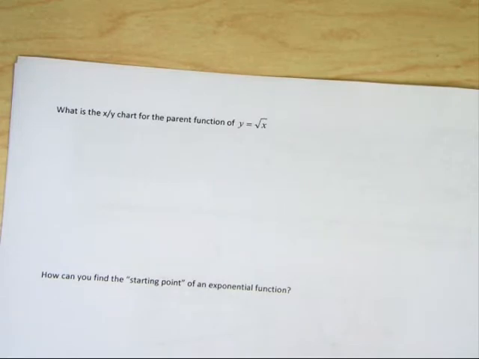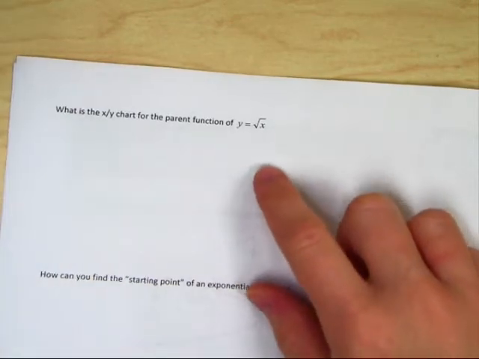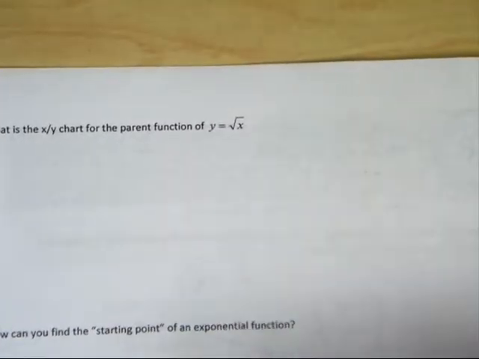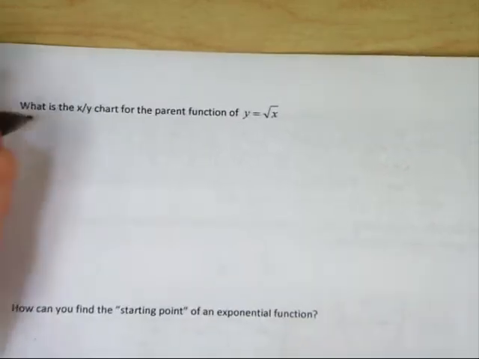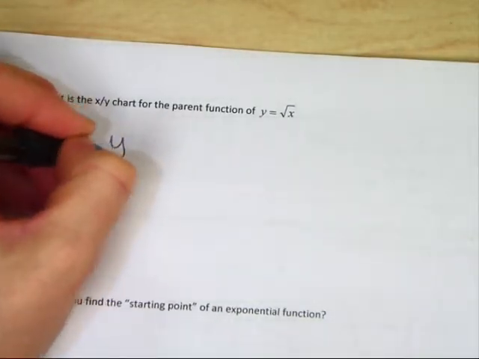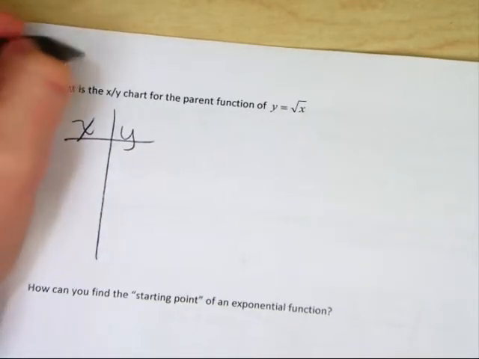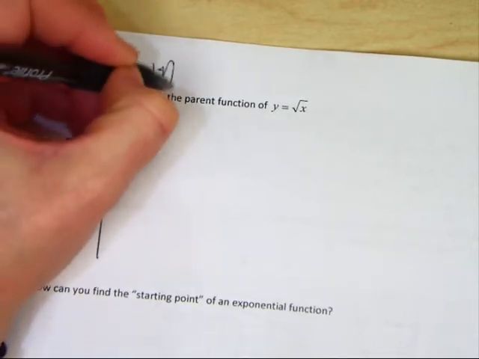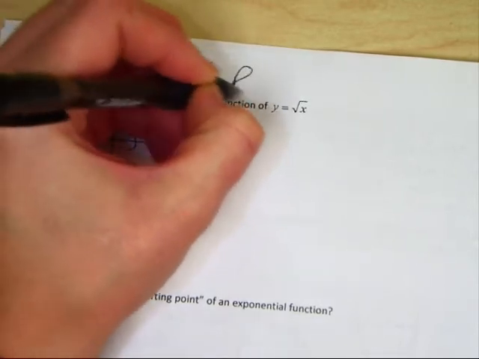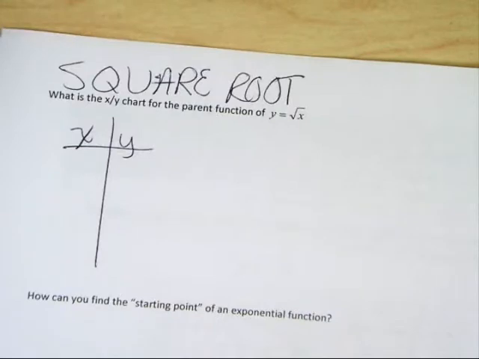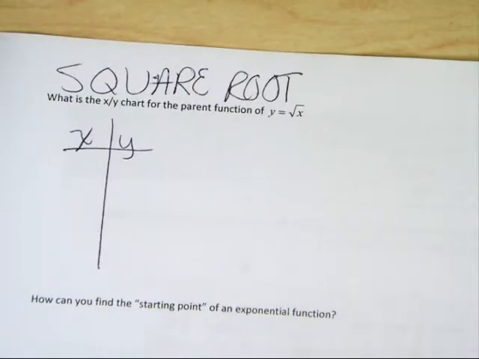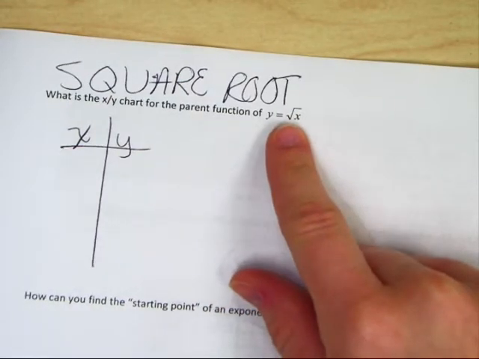Now, something that you need to remember is this thing called the parent function. Let's say that we have y equals the square root of x. What's the xy chart for that? We want to talk about the square root parent function. Now we have y equals the square root of x.